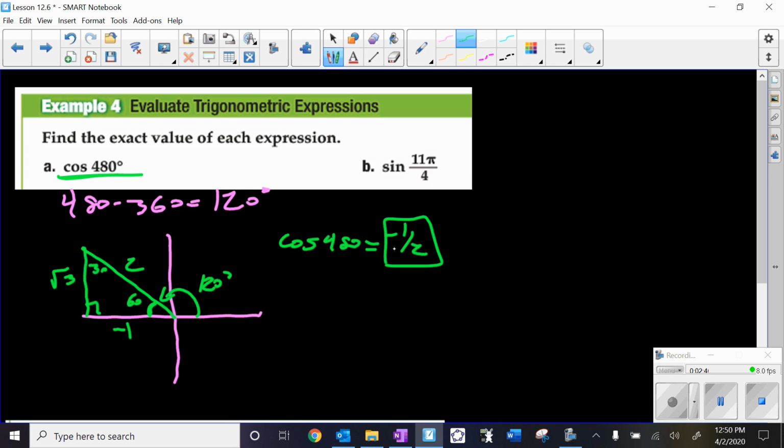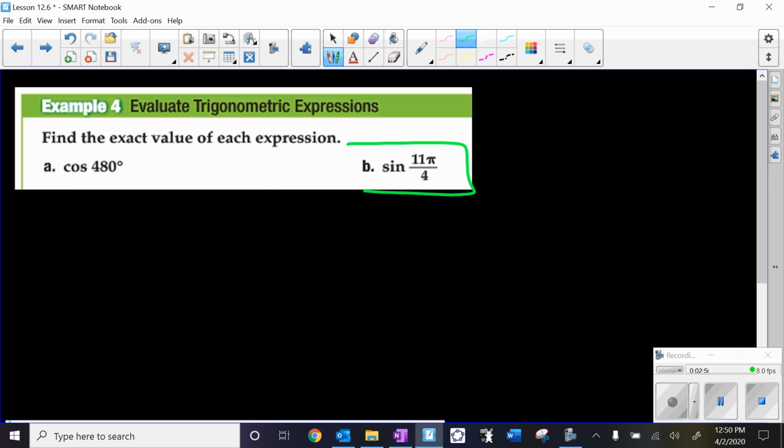We can do the same thing even if we're given radians. In fact, if you are given radians, I would just convert it right away to degrees, because that's what we're used to, and that's how we get our reference triangles anyway, is with degrees. So in order to do this, instead of 11 pi over 4, we're going to change it to degrees by multiplying by 180 over pi. That's something that we had already learned about before.